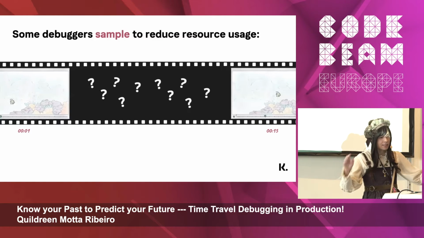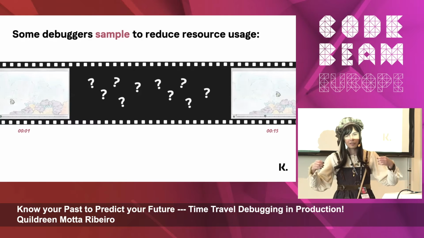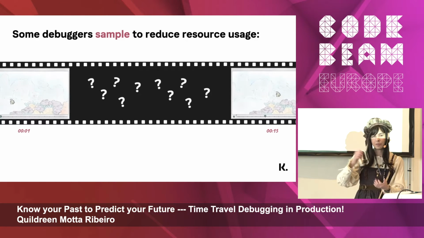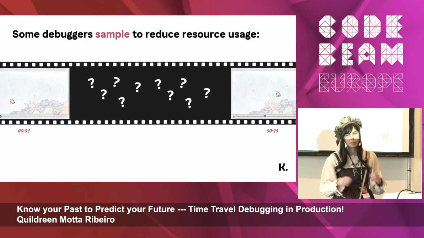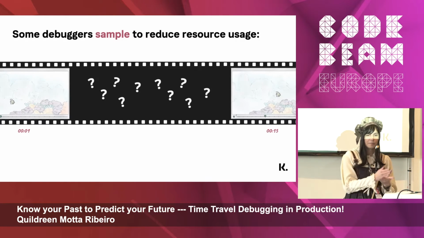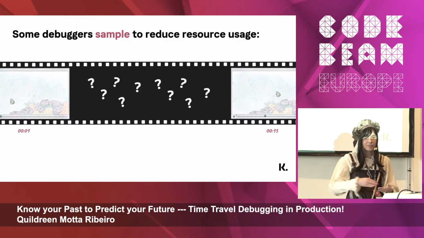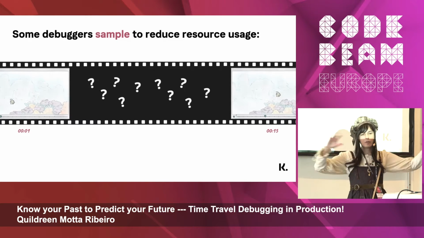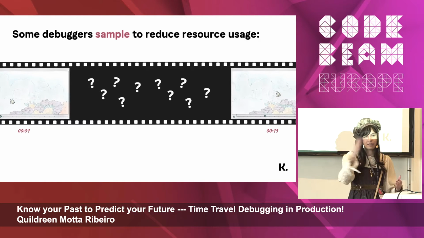Now, the thing is that a lot of things that you run always on in production actually do sampling. So for example, if you run profiling always on in production, it's probably using sampling. So you sample some data at some point in time, and some more data at another point in time, but you have no idea what happened between those states.